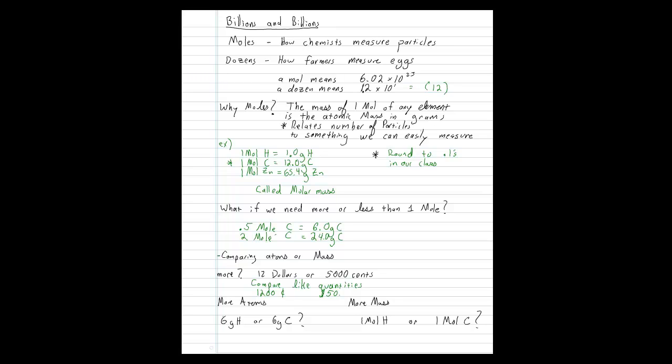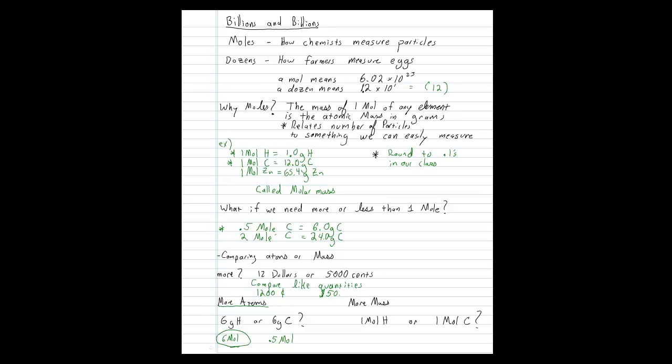Now, let's go down here a bit and figure out which one has more atoms. 6 grams of hydrogen, well, we know that 1 mole of hydrogen is 1 gram, so 6 grams of hydrogen is 6 moles. So this is 6 moles of hydrogen particles. Whereas 6 grams of carbon, we just talked about up here, that's 0.5 moles of particles. So we can easily see that 6 grams of hydrogen has many more particles than 6 grams of carbon.